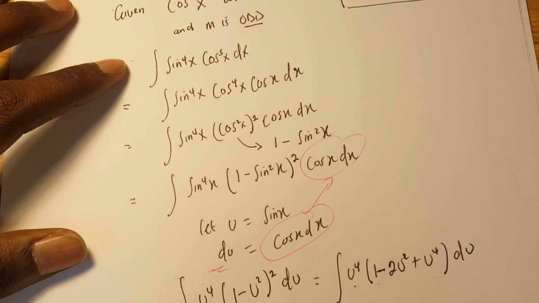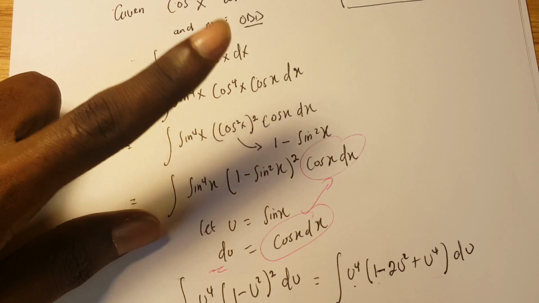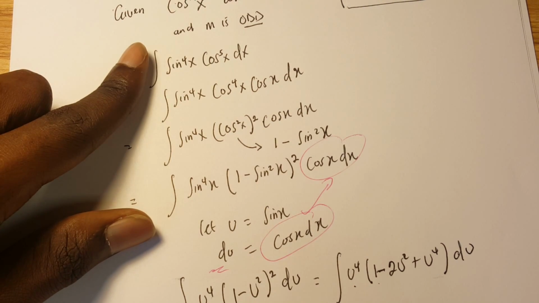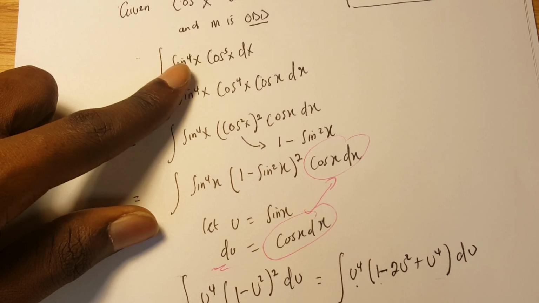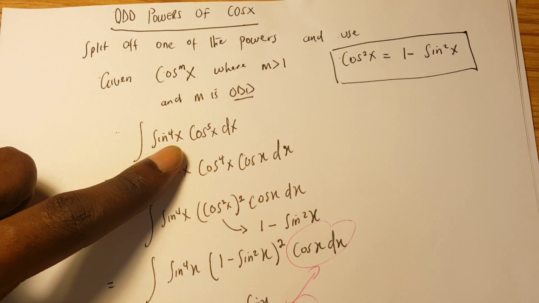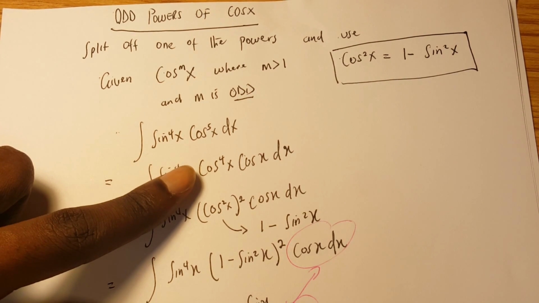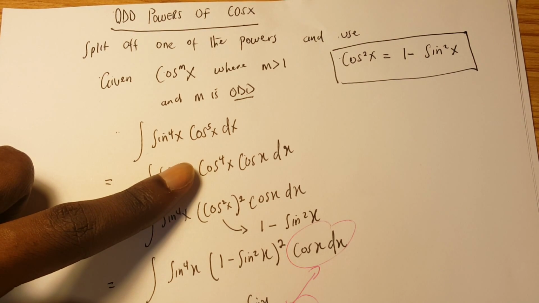We took advantage of the fact that we have cosine here, which has an odd power and which is also greater than 1. So whenever you see any cosine which has an odd power greater than 1, you use this formula right here. You split off one of the powers, then you substitute. You should be able to have that in your mind all the time, at least for this short period that you're taking calc.